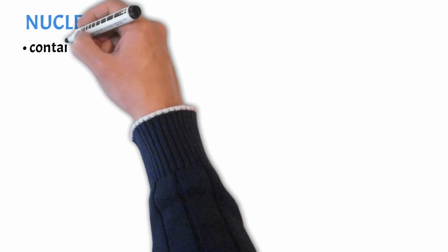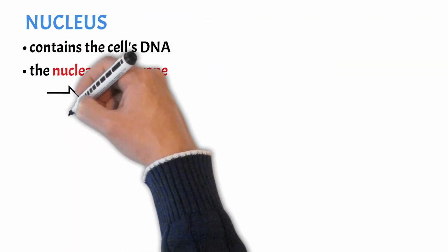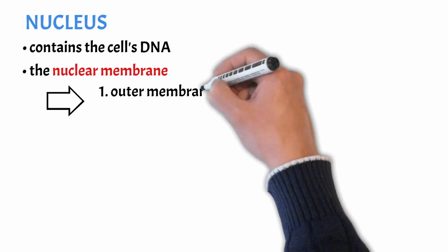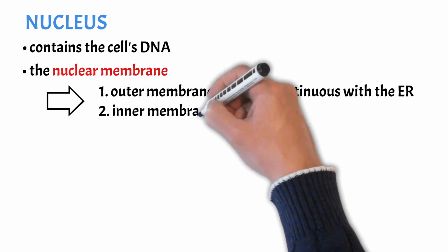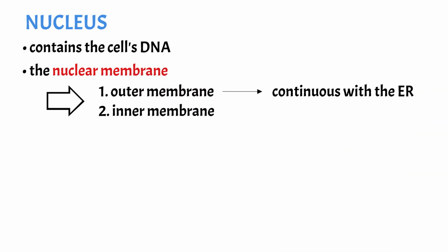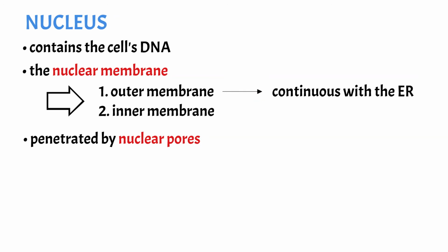Now let's take a look at the nucleus. The nucleus is the organelle that contains the DNA of a cell. It has its own membrane, the nuclear membrane, which consists of two separate bilayer membranes. The outer membrane, which is continuous with the endoplasmic reticulum, and the inner membrane, that together form the nuclear envelope. It's penetrated by several thousand nuclear pores through which molecules pass.